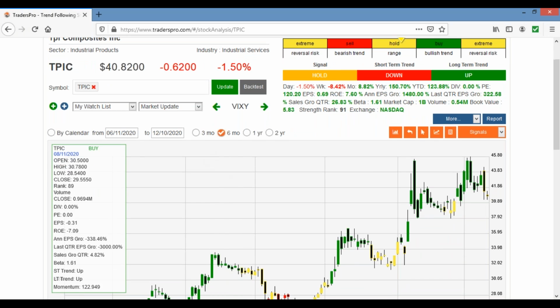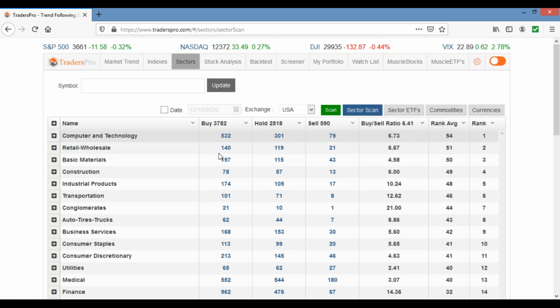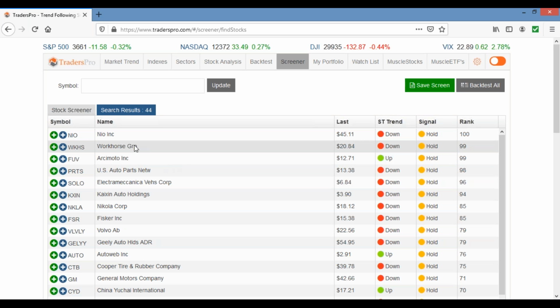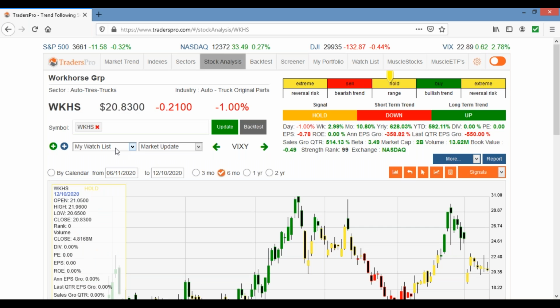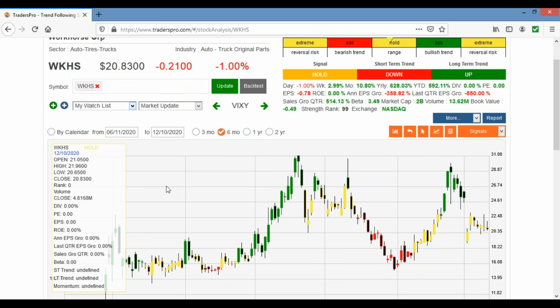And then lastly, a couple in the autos. Auto, tires and trucks here under the holds. I really like it. It's a 99 strength rank, but that's fine. I like the pattern on Workhorse, WKHS.